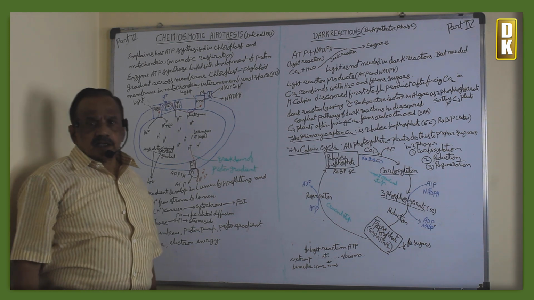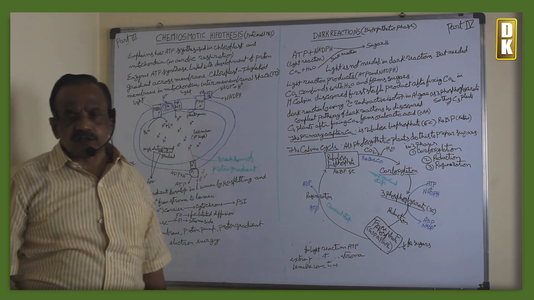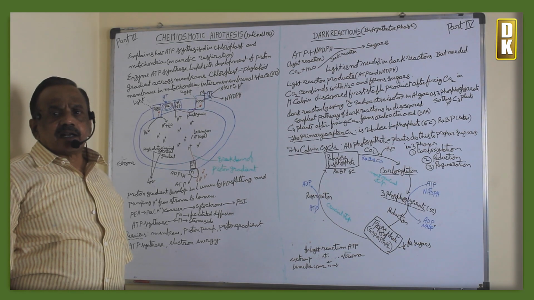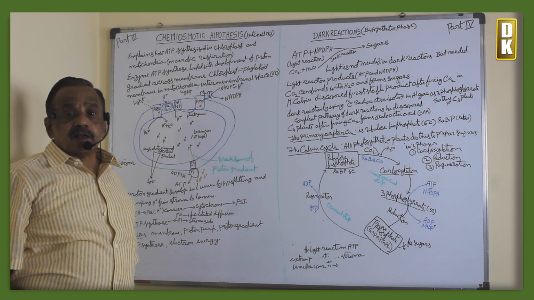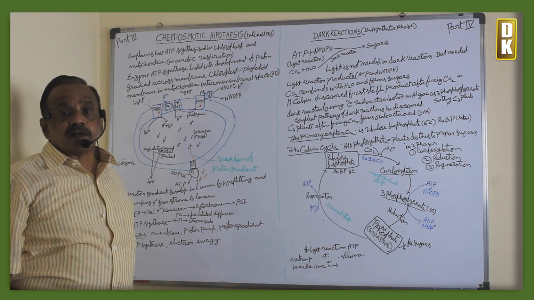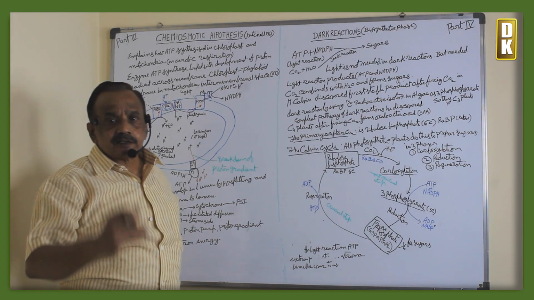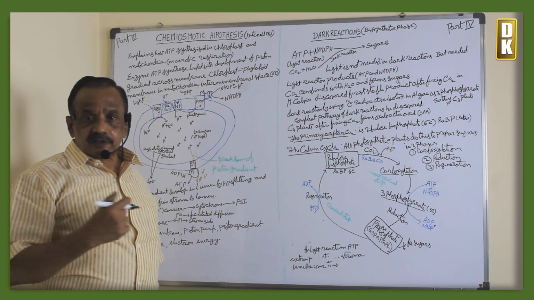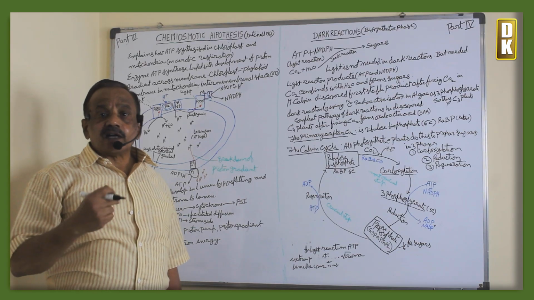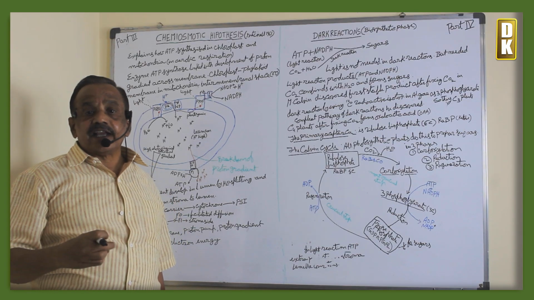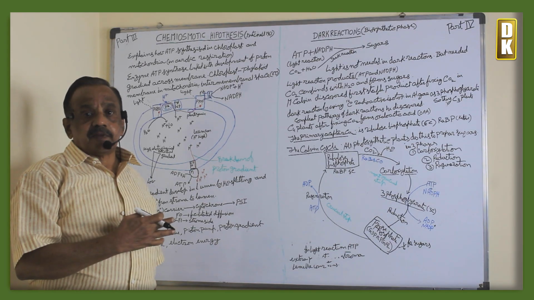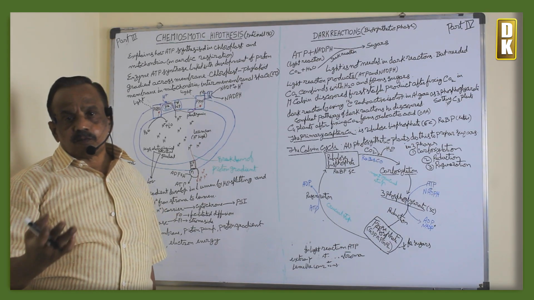Now we will see the chemiosmotic hypothesis, which was given by Mitchell. Why has he given it, and what is the importance of this one? He got the Nobel Prize, remember it. That means how important it is. That much of a hypothesis it is. It explains how ATP is synthesized in the mitochondria and chloroplast.